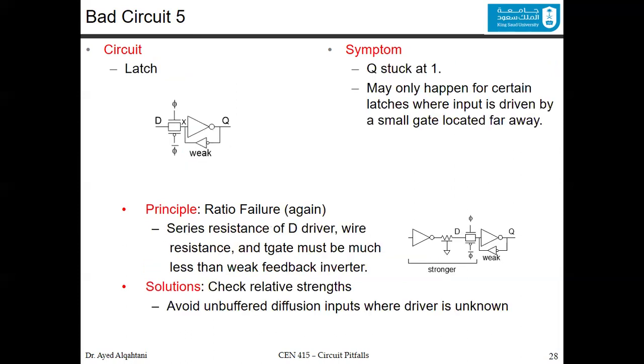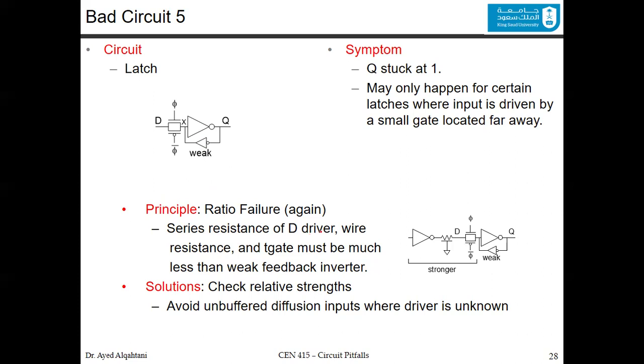Now, this is the bad circuit number 5. This is a latch. You did the latch, but the problem is that this inverter here is weak. The symptom: Q sticks at 1. No matter what you do, it is always 1. It may only happen for certain latches where the input is driven by a small gate located far out. If that happens, then Q becomes stuck at 1. Again, the principle here is that there is a difference in ratio. So it's a ratio failure.